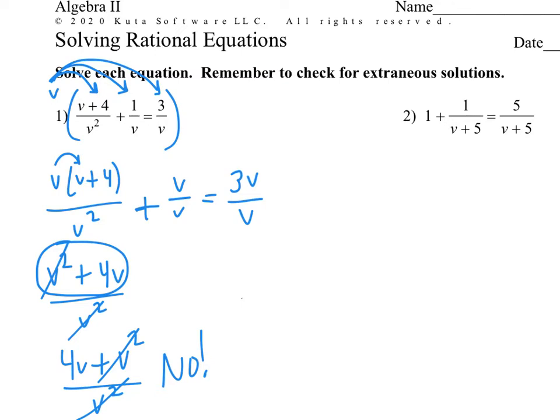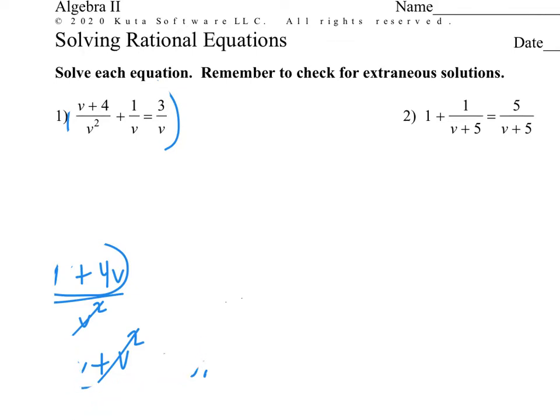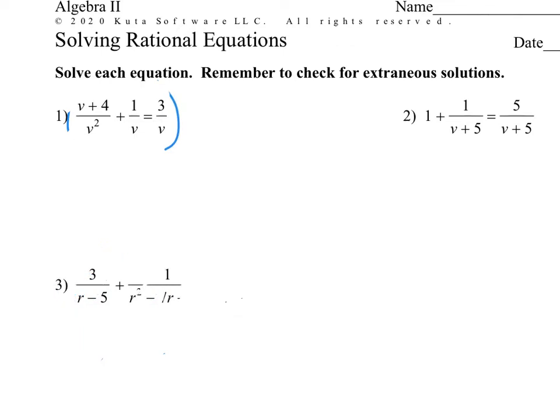What you need to do, let's see if I can erase all this, is actually multiply by the least common multiple of those denominators. So we need to be multiplying here by v squared, not just v, because as we showed, v was not big enough to get everything canceled out. I had problem 3 hidden there, I'll just leave it for now. Let's check out what happens if you do this correctly.